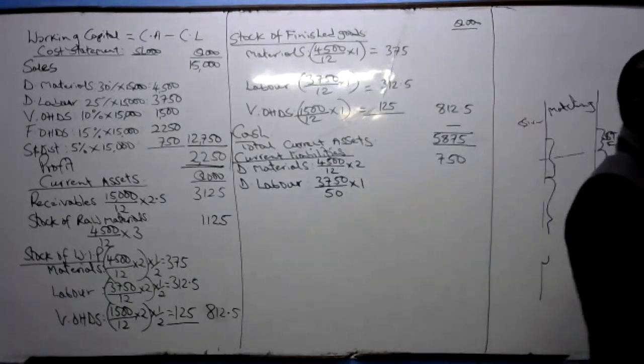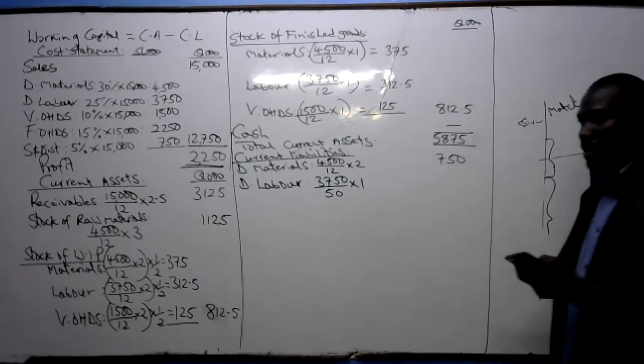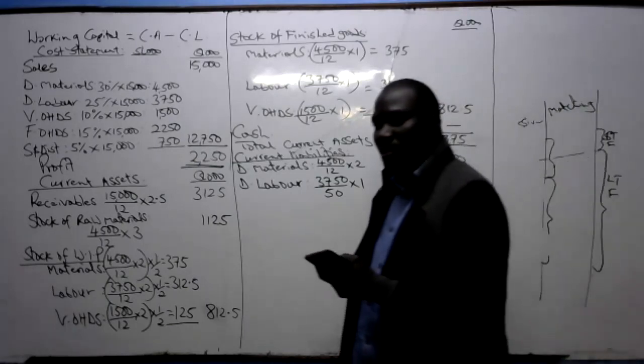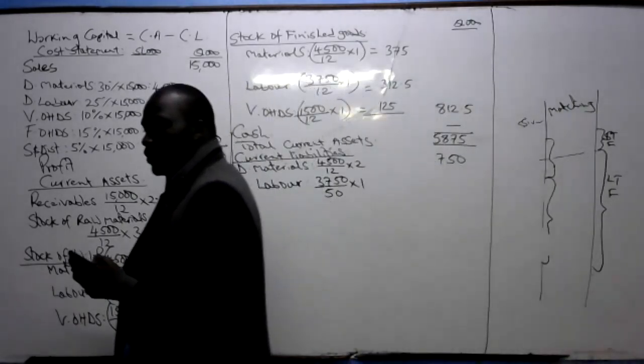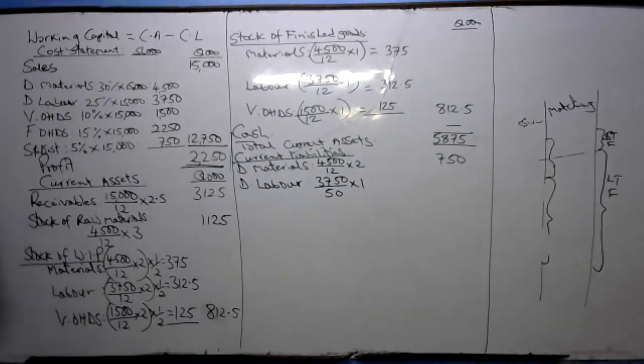The direct labor we are paying after 1 week. So we divide by the number of weeks in a year. Na wamesema weeks ni ngapi kwa mwaka? 50. Sawa. Kama the period ni in months, we divide by 12 because we need the number of months in a year. Kama ingekuwa in days, would have divided by the number of days. 365, 360, mostly 365, unless otherwise stated.